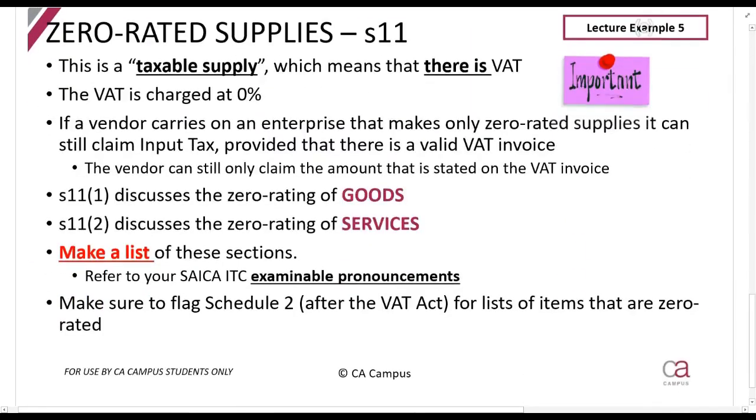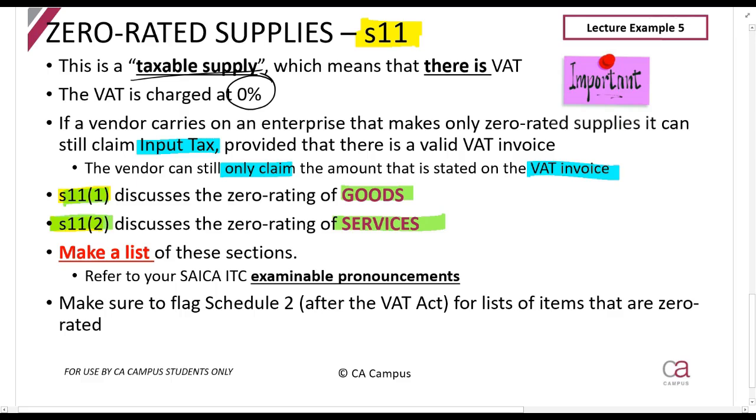Then we have our zero-rated supplies. This is discussed in section 11. There are two sections, section 11.1 and section 11.2. Section 11.1 discusses goods. Section 11.2 discusses services. Now, if it's a zero-rated supply, it means you charge VAT at 0%, but it means it is a taxable supply, which means there is VAT. So remember what this means, guys. It means you can claim the input tax. However, remember, you can only claim the amount which is on the VAT invoice still.